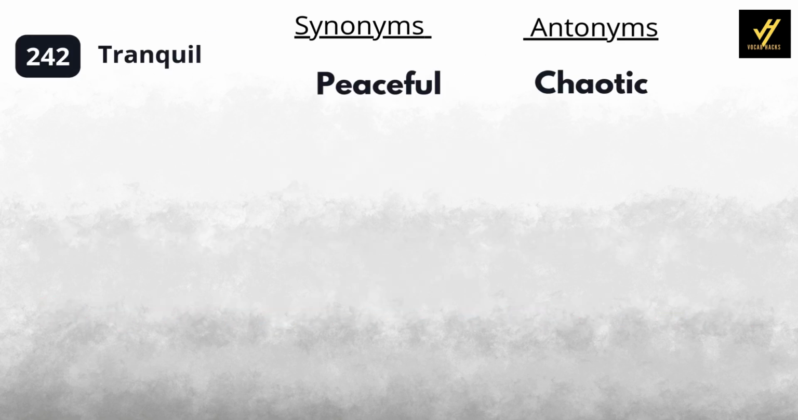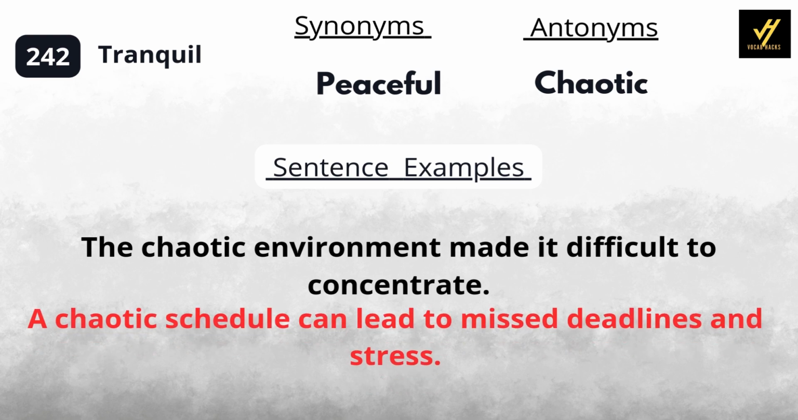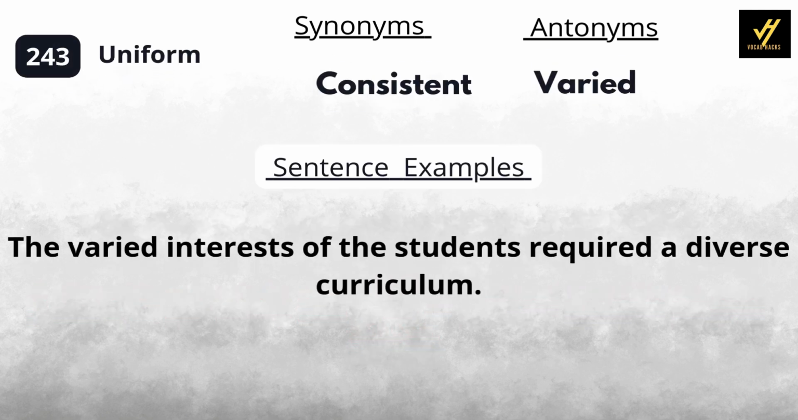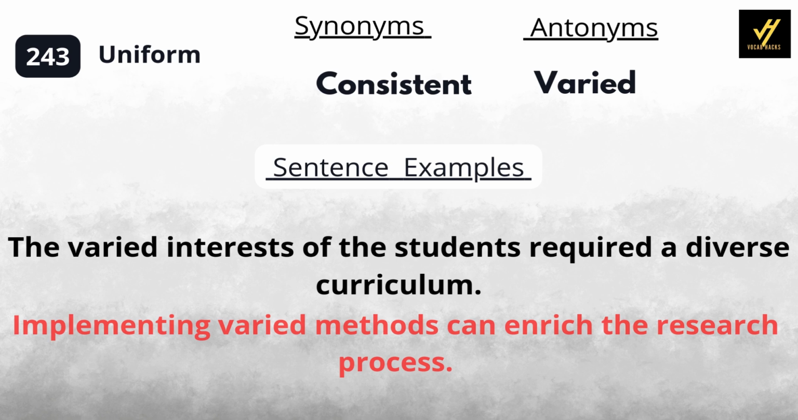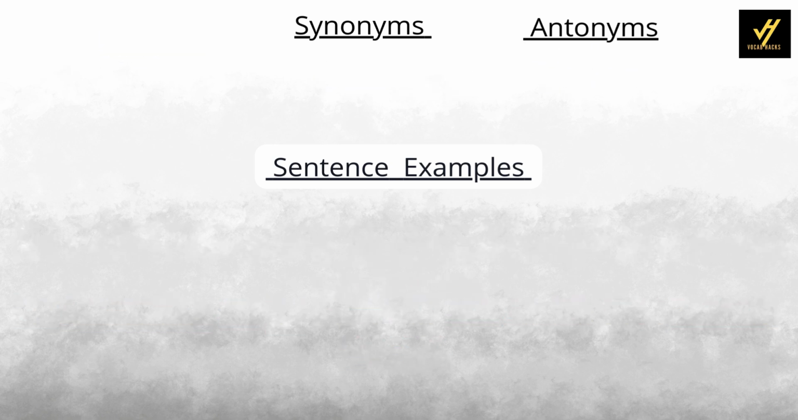Tranquil, peaceful, chaotic. The chaotic environment made it difficult to concentrate. A chaotic schedule can lead to missed deadlines and stress. Uniform, consistent, varied. The varied interests of the students required a diverse curriculum. Implementing varied methods can enrich the research process.